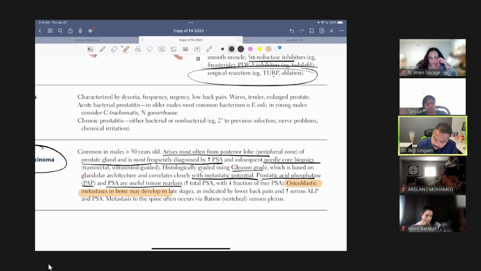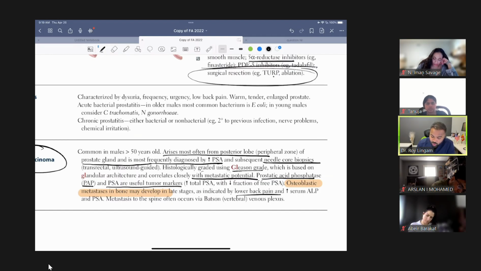Osteoblastic metastatic bone. Remember, we studied this when we did multiple myeloma. Multiple myeloma is an osteolytic lesion due to osteoclasts. So the bone looks thin. Prostate cancer, the bone looks thick. Remember that? With the osteoblastic lesions, okay? Very important. People also get lower back pain, right? That's the whole reason we were talking about this, okay? Because it spread to the vertebral bone.